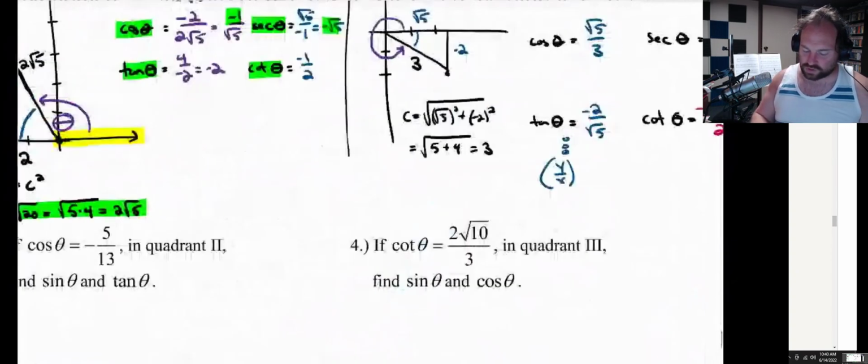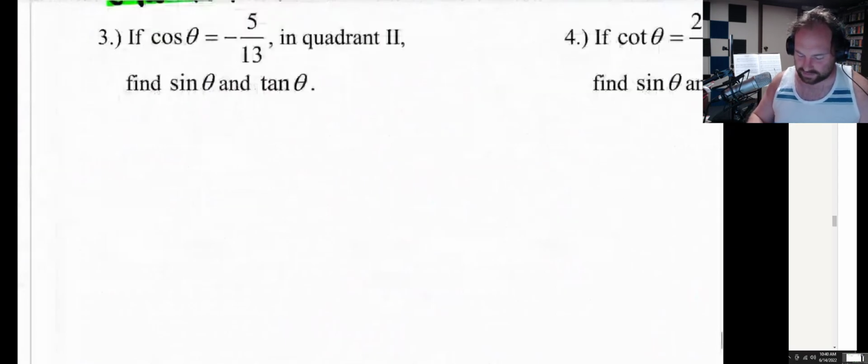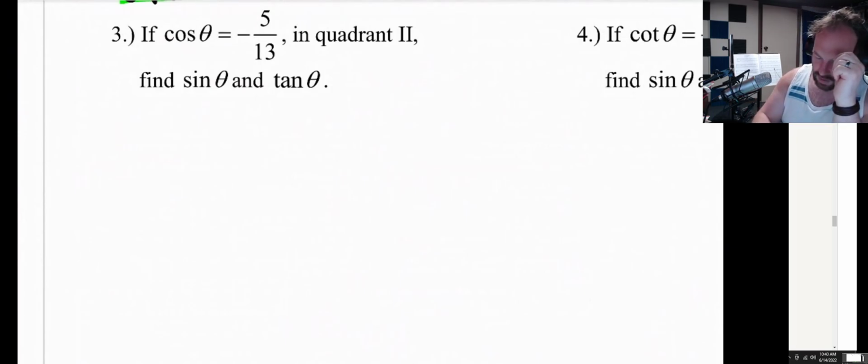Let's talk about some more challenging questions here. Question 3. I always like these kind of questions. I like a little puzzle. So the cosine of theta is negative 5 over 13, and it's in quadrant 2. And our objective here is just find the sine and the tangent based on that information. Well, let's draw a picture. They told us it's in quadrant 2. So let's draw a picture of quadrant 2.